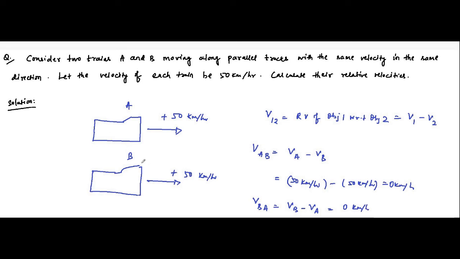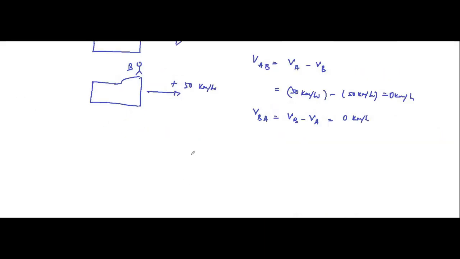So what it essentially means is that if someone is standing on train B or someone is standing on train A, it will appear as if both the trains are at rest with respect to each other. Even though they are actually moving, because their direction is the same and their velocity is the same, it will appear as if they are stationary, they are still. Okay, the same thing if we take the opposite direction, it doesn't change the case.